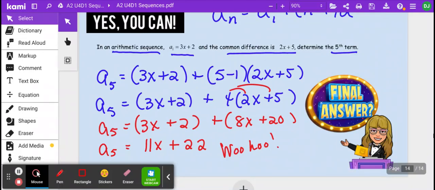Okay, how'd you do with the final challenge? You can look at the work. If you got 11x plus 22, awesome job. If you didn't, then just look and see if you made a mistake.